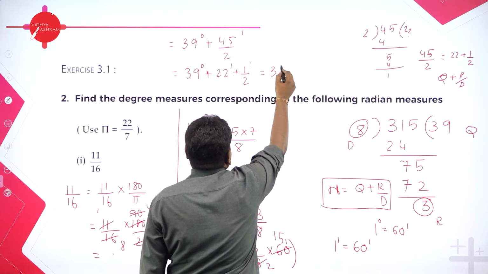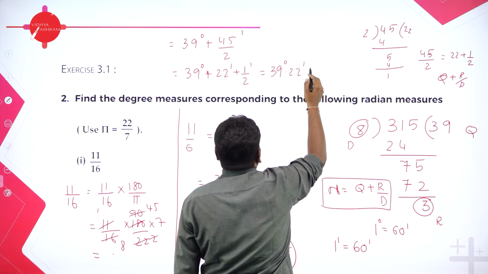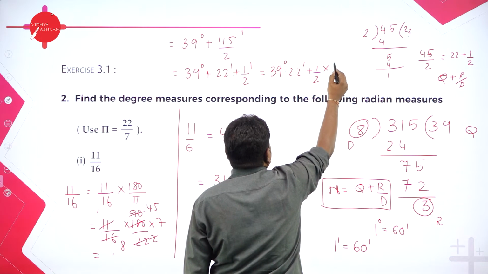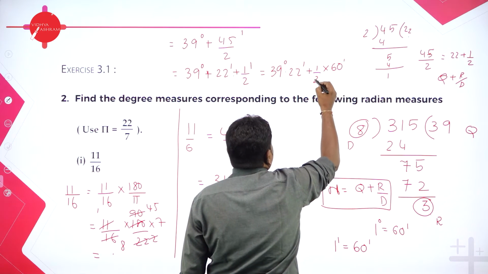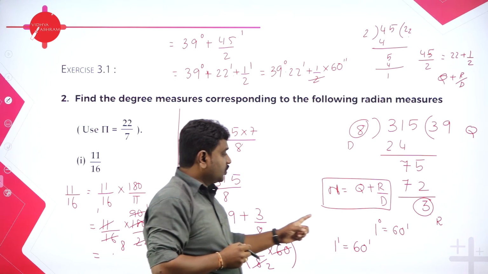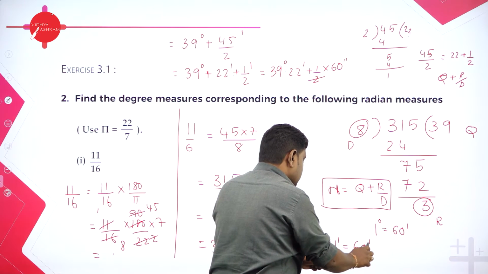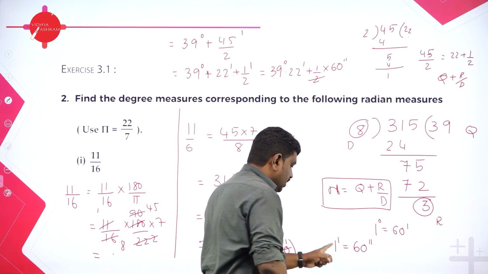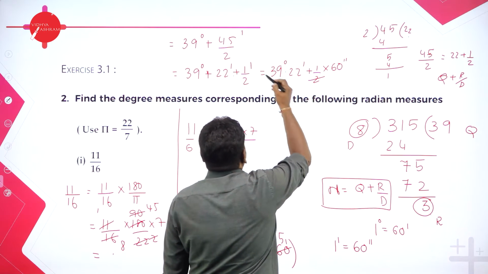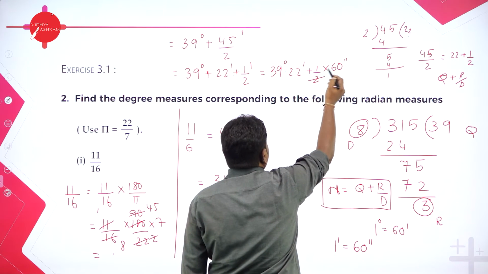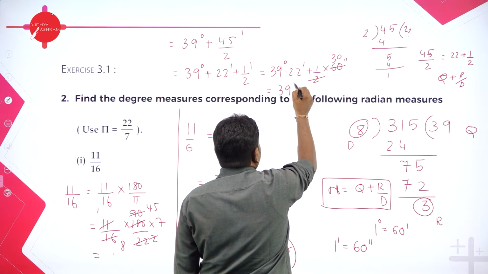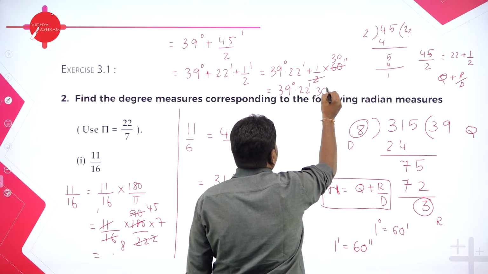Further, 39 degrees, 22 minutes, half minute. Half minute means half into 60 seconds. Can I do this now? 1 degree is 60 minutes. 1 minute is 60 seconds. Dash means minute, double dash means second. So now half dash we have. Half minute is half into 60 seconds. So half of 60 is 30. So now finally 39 degrees, 22 minutes, 30 seconds.